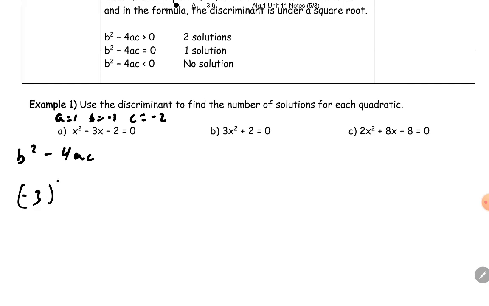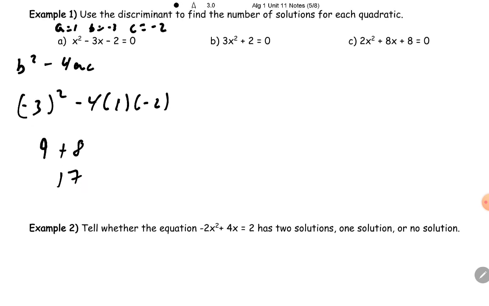Negative 3 quantity squared minus 4 times 1 times c. Negative 3 squared is positive 9. Minus 4 times 1 is negative 4, times negative 2 is positive 8. So my answer is 17. Since 17 is greater than 0, there are two solutions.